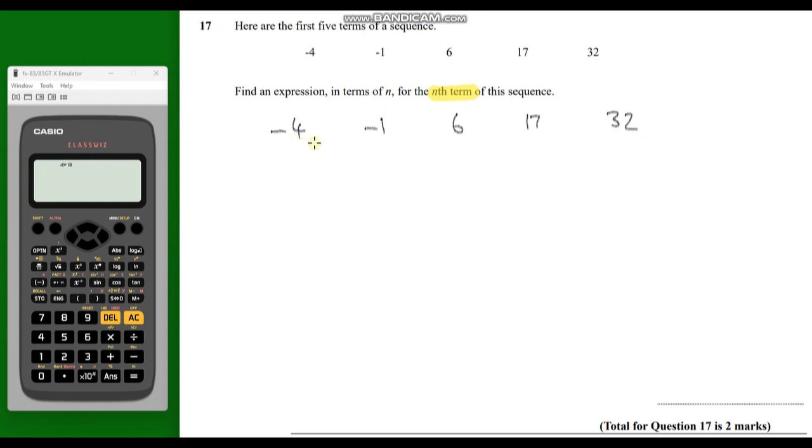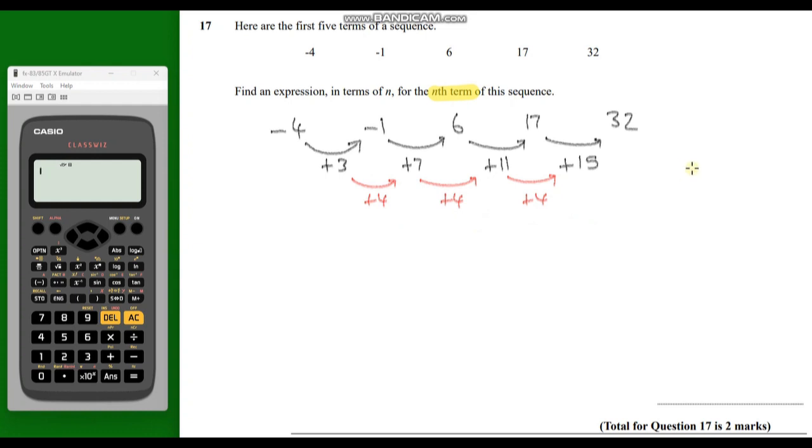And now I'm just going to look for the first difference between terms. So what are we going up by each time? Well, here we are adding on 3. Here we are adding on 7. And then we're adding 11. And finally, we are adding on 15. So the first difference is different. So we're going to have to look for the second difference. So here we are adding on 4. And then it's going to be +4 again and +4. So the second difference is the same. Therefore, we are dealing with a quadratic sequence.